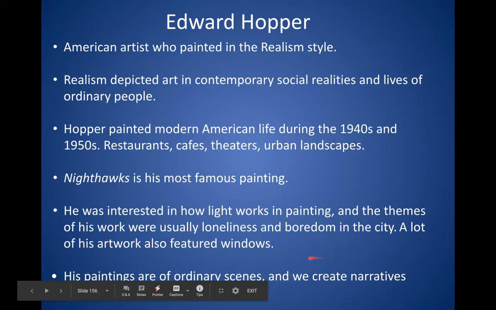And again, just to reiterate, some themes in his work were that sense of loneliness and boredom and that quietness and solitude in the city. So that's pretty much it. You go ahead and do your assignment that goes along with this, and good luck.